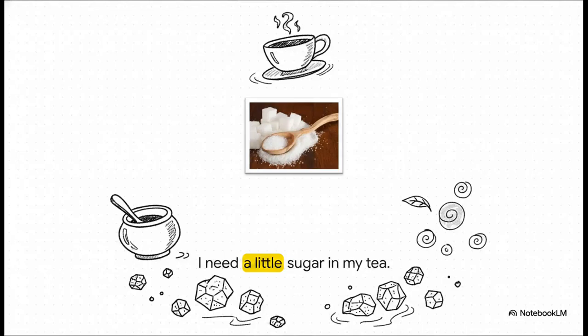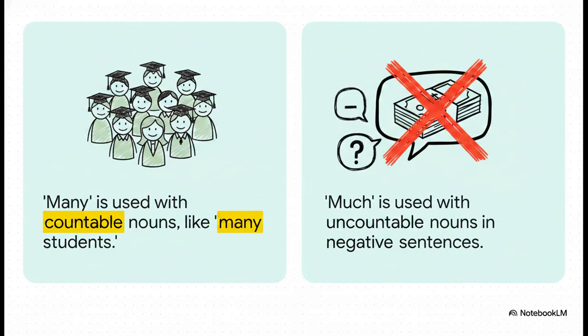And here's the uncountable version. I need a little sugar in my tea. You can't count sugar, so you use a little to talk about a small amount of it. See, that same core rule just keeps on working for us. All right, now let's talk about large amounts. Many is the easy one. It's for things you can count. Many people, many problems. Simple. But much is the tricky one.